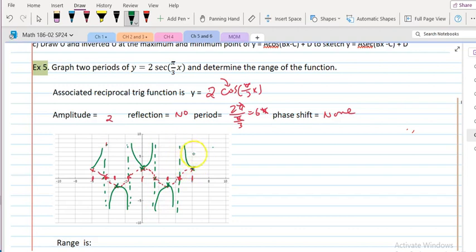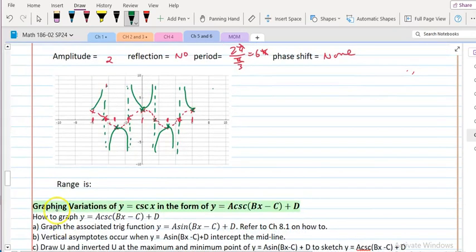There, that's the secant of pi over 3 x with a period of 6. The range is only from negative infinity all the way to -1, and then from 1 to infinity.